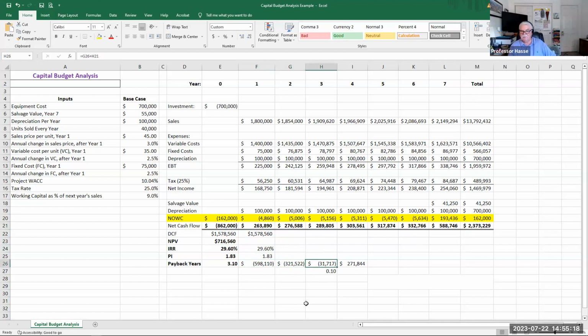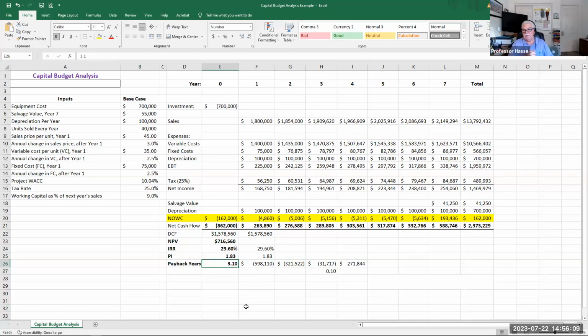Whoop, we're still not paid back yet. We still have $31,717 to pay back. Well, that definitely means when we take in 303,561 in year four, we're now paying back the 862,000 and then some at the end of year four. 1, 2, 3. Now, what portion of year four has been paid back? Well, that's easy to calculate. I just take the percentage of 31,717 to the cash flow of year four, 303,561. That's 10%, 0.1. 1, 2, 3.1 years. That's my answer.